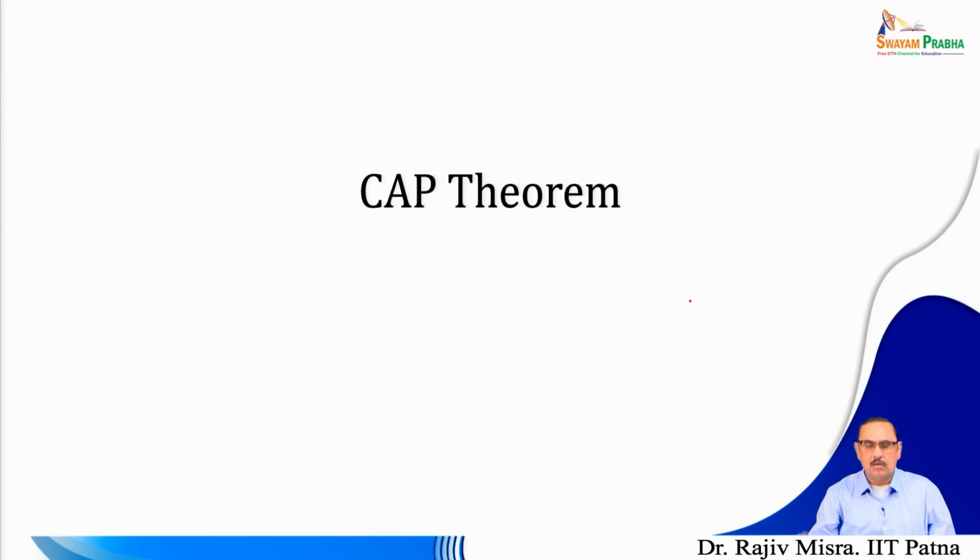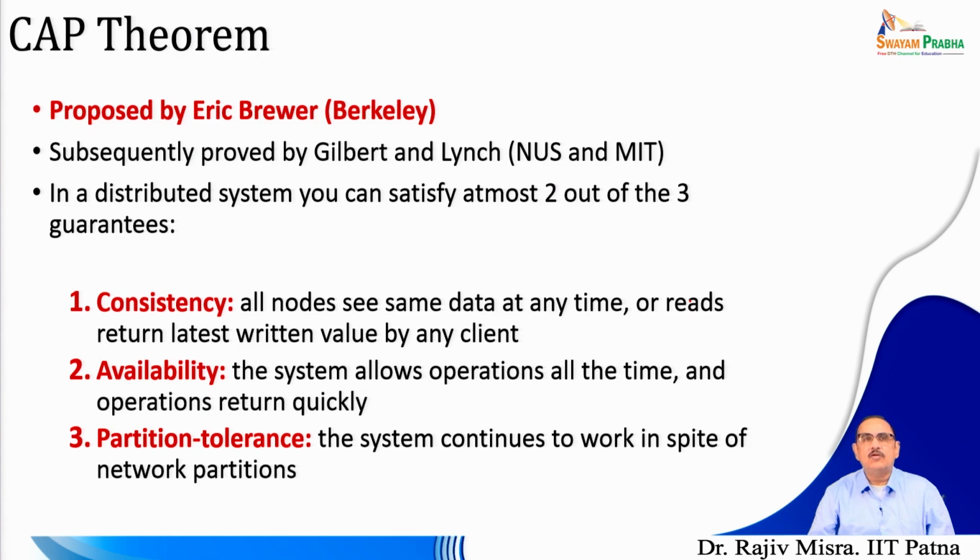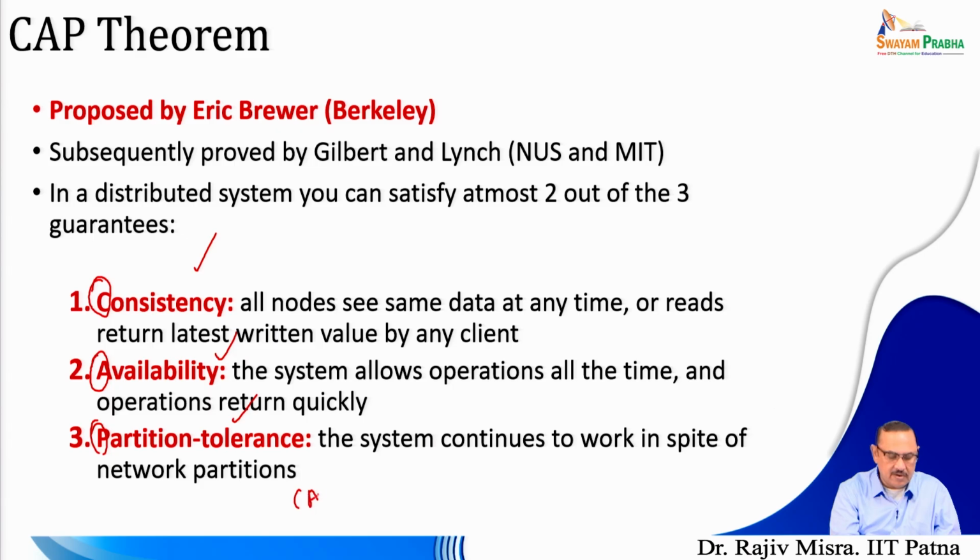Now, let us see why MySQL or an RDBMS is slower compared to Cassandra. There is a theorem which is called the CAP theorem. The CAP theorem was proposed by Eric Brewer and subsequently proved by Gilbert and Lynch. In a distributed system, you can satisfy at most 2 out of 3 guarantees: consistency, availability and partition tolerance. So, out of 3 only 2 can be guaranteed, and this is called the CAP theorem. C is for consistency, A for availability, P for partition tolerance.